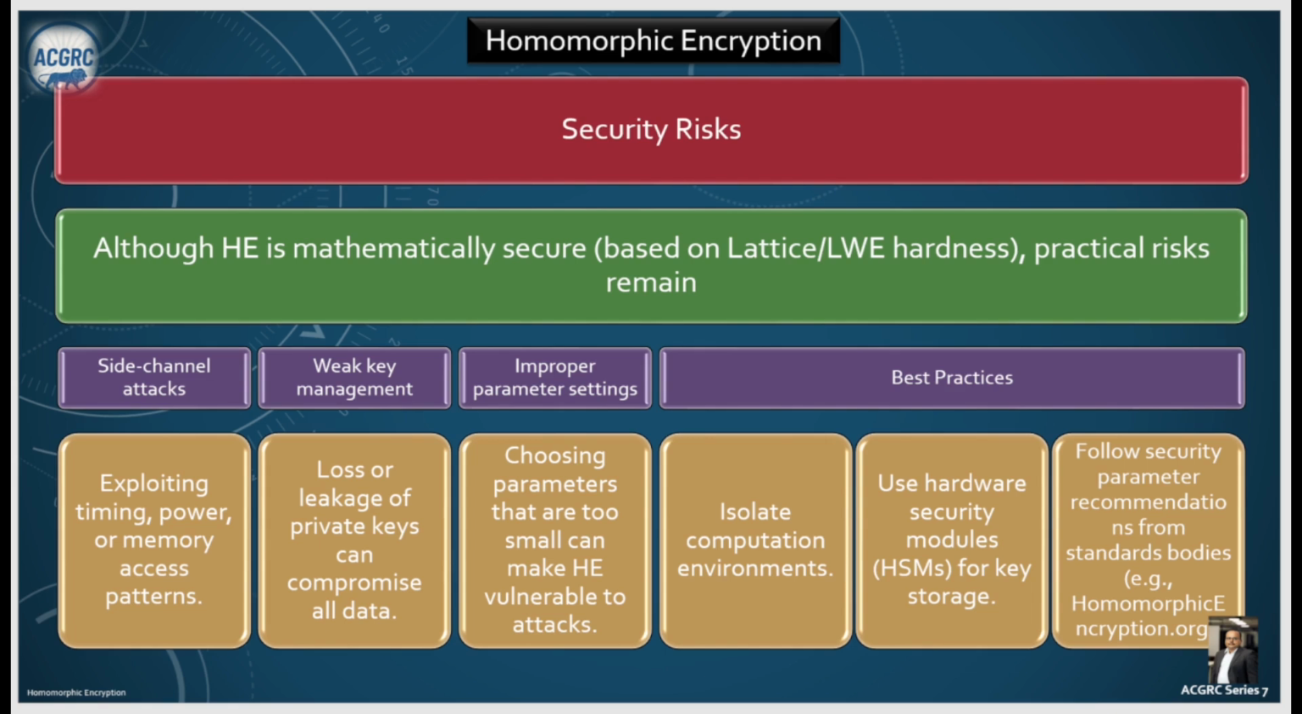The next is security risk. Well, although homomorphic encryption is mathematically secure, practical risk remains, namely side channel attacks, exploiting timing, power, or memory access patterns, or weak key management, which is loss or leakage of private keys, can compromise all data. Or improper parameter setting, which is choosing parameters that are too small, can make homomorphic encryption vulnerable to attacks.